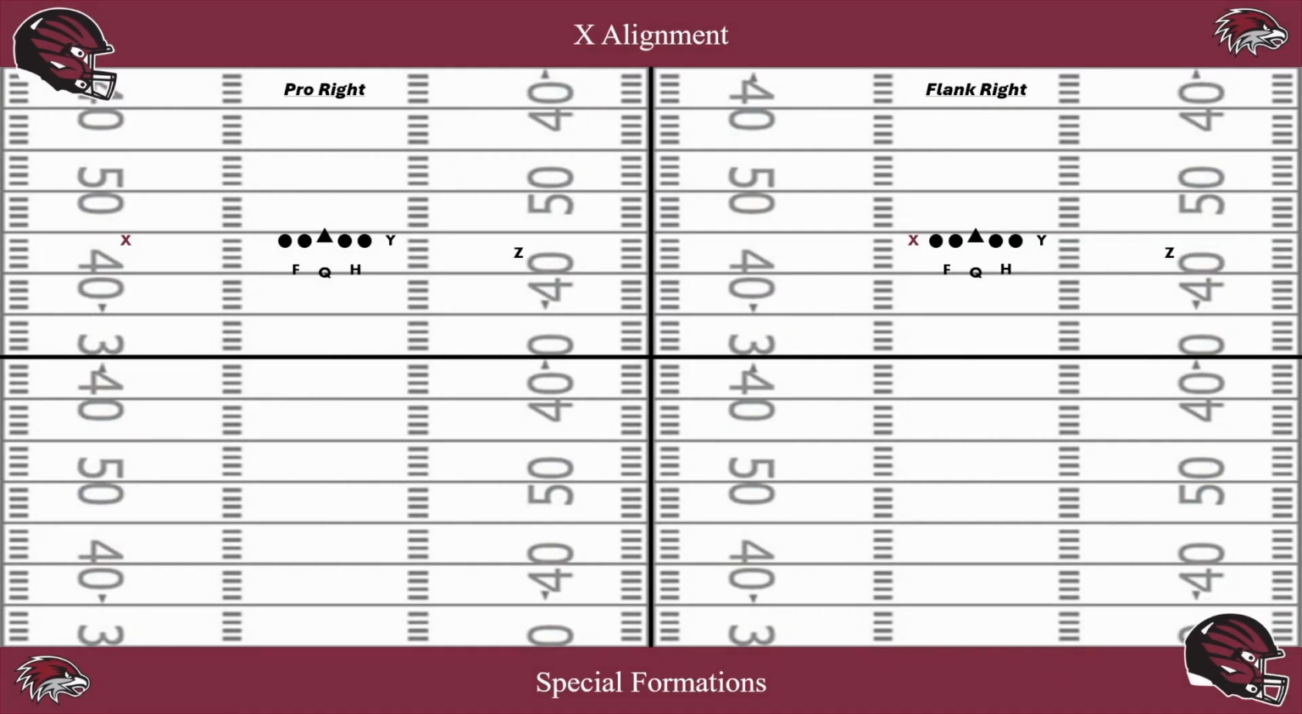In pro, the X is in his usual alignment, while in flank, the X has his hand in the dirt as an inline tight end.